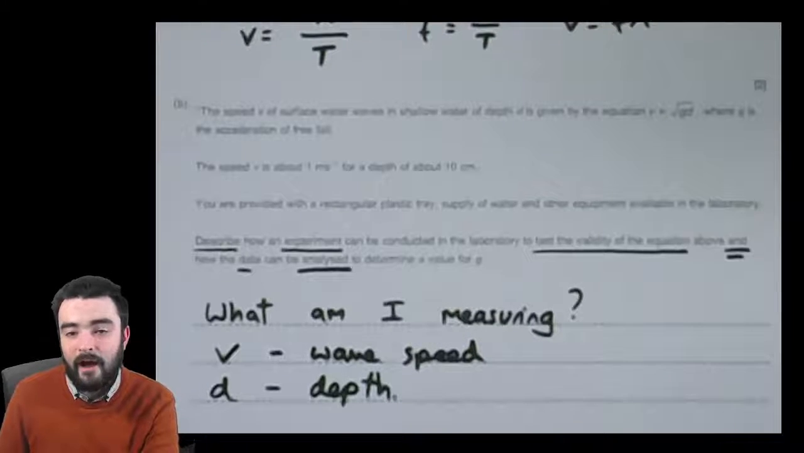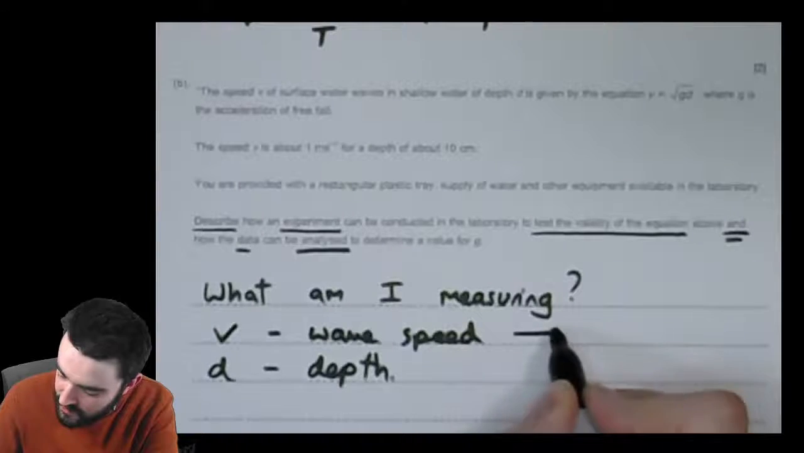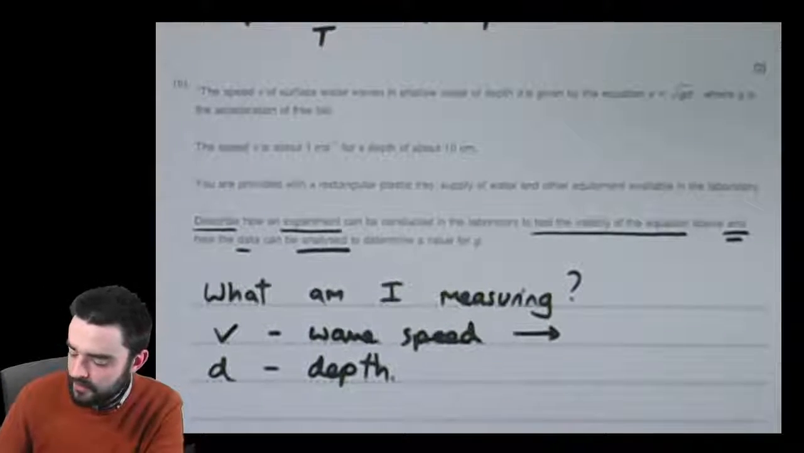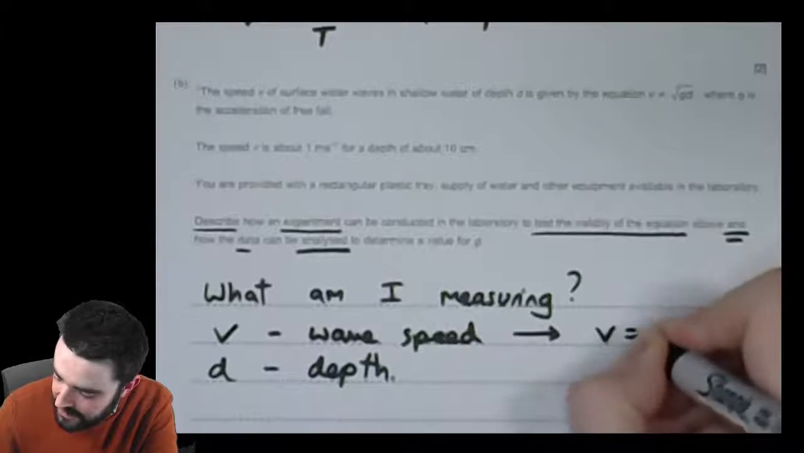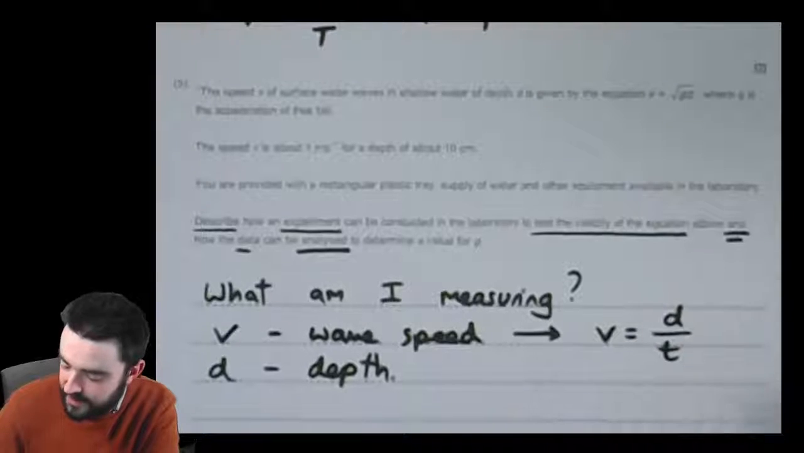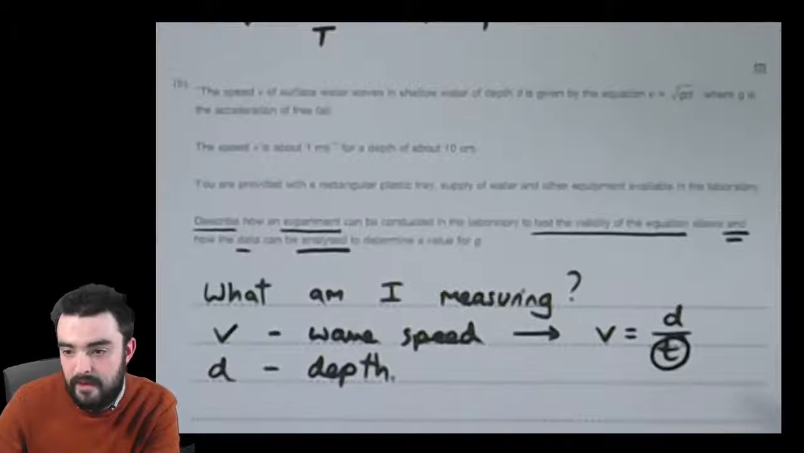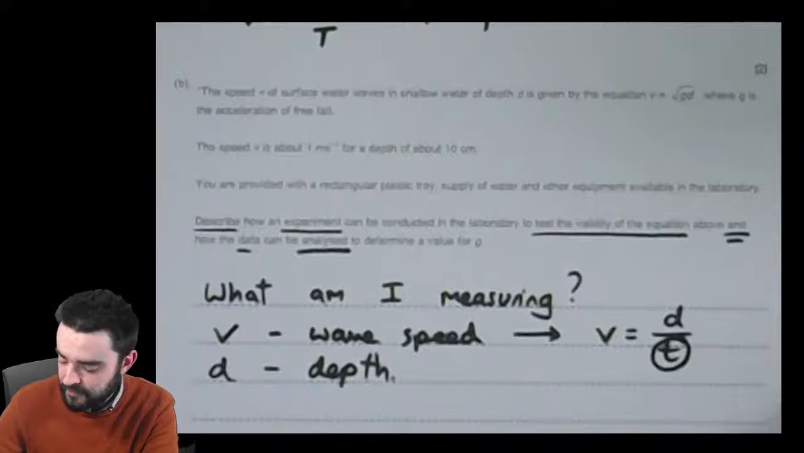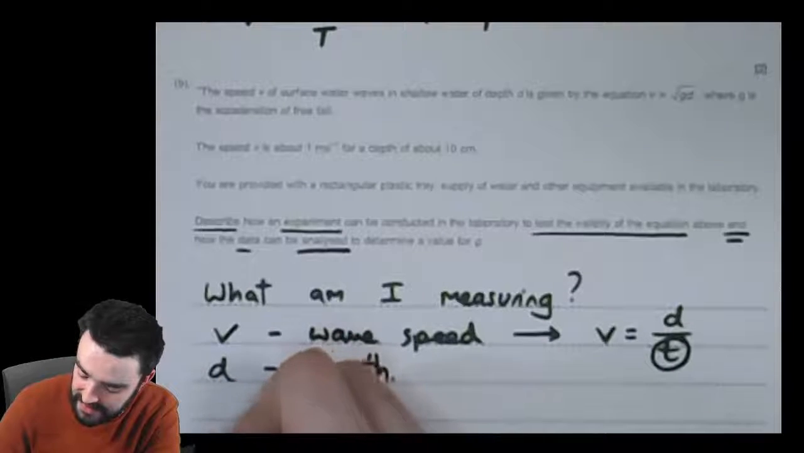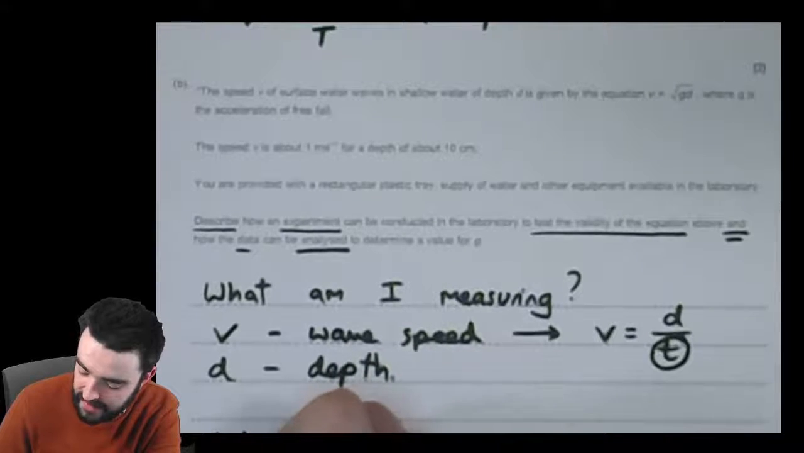I then need to think, how am I going to measure these things? Well, if I've got wave speed, I'm not going to be able to measure that directly. So I'm probably going to use an equation where the speed is equal to the distance divided by the time. So actually, I'm going to be measuring the time and I'm going to be keeping a consistent distance, which I'll also measure. So I'm needing to measure the distance a wave is travelling. I'm needing to measure the time it takes to travel there, and I'm going to need to measure the depth.